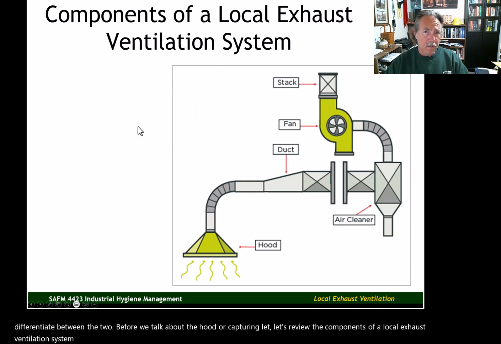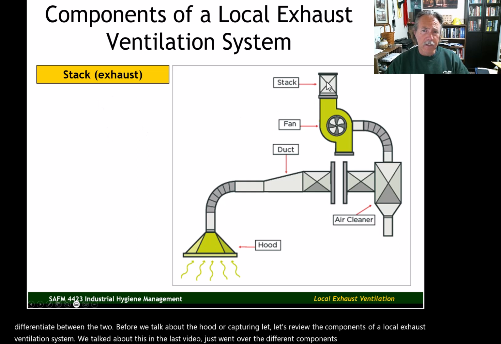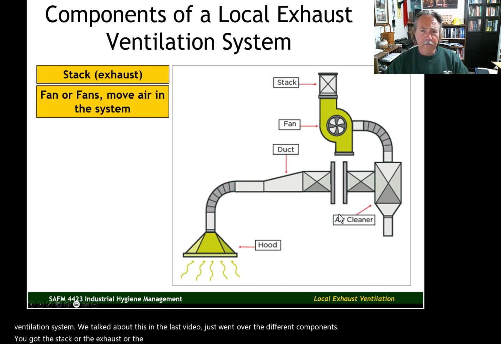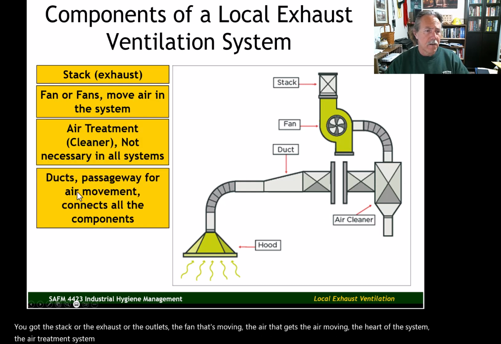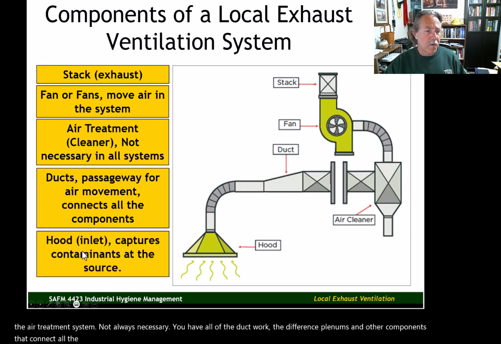We talked about this in the last video, just went over the different components. You've got the stack, or the exhaust or the outlet, the fan that's moving the air, the heart of the system, and the air treatment system, not always necessary. You have all of the ductwork, the different plenums and other components that connect all the parts together. Then you have the inlet. This is where the bad stuff gets sucked into the system. It captures contaminants at the source, and that's what we want to focus on.